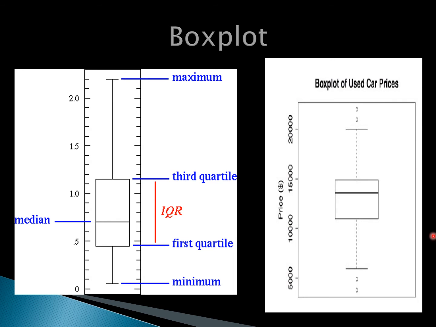So this is an example of a box plot of used car prices. Here we can see that the minimum value is somewhat greater than 5,000, maybe 6,000. Then the first quartile is above 10,000. Then the median value is around 14,000. Then the third quartile is 15,000, and the upper value is 20,000. So this 5-number summary is represented by the box plot.